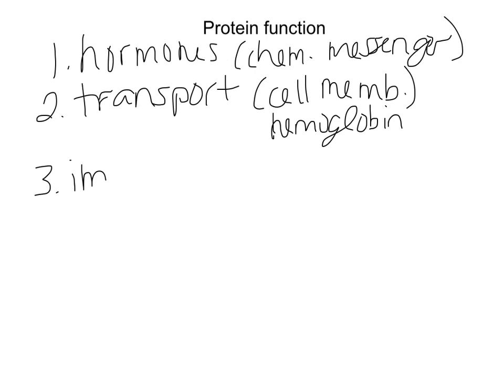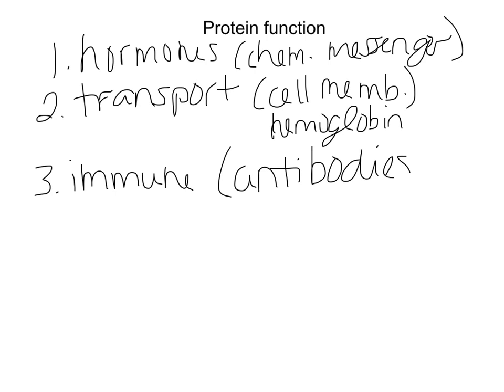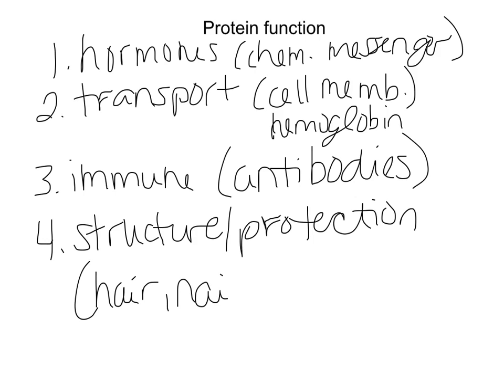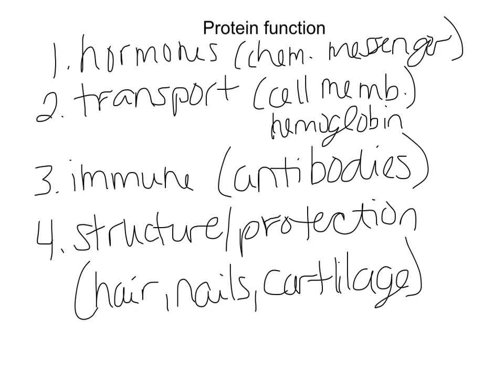Proteins also have immune functions. Our antibodies that help fight off foreign invaders are made up of proteins. Proteins also can have structural, protective type functions. Things like your fingernails, your hair, cartilage, all of those are made up of proteins. And so those all offer support and protection to the rest of your systems.